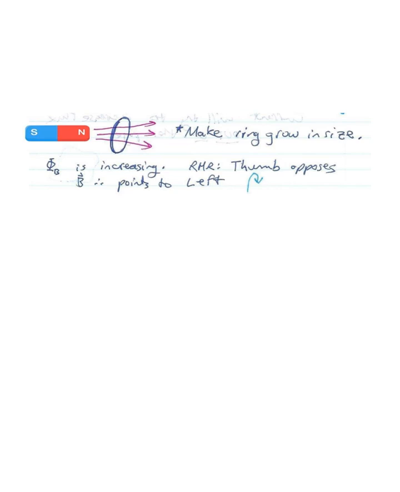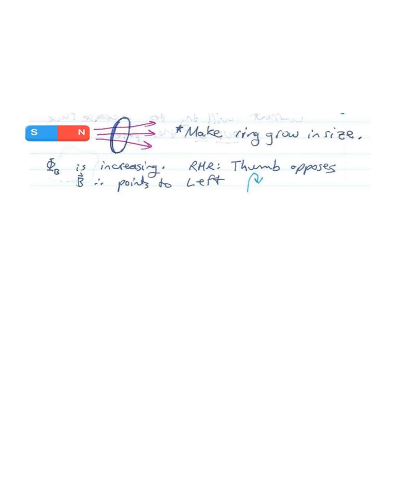Now we don't have to move the magnet at all. For this example, you can see the picture. What if the ring grows in size? And it doesn't have to stay as a circle. It could just be reshaped to just have a greater area.